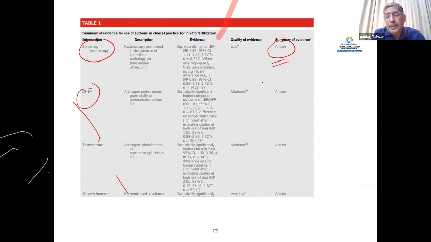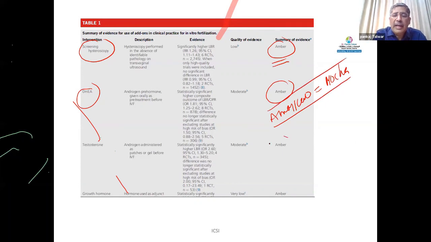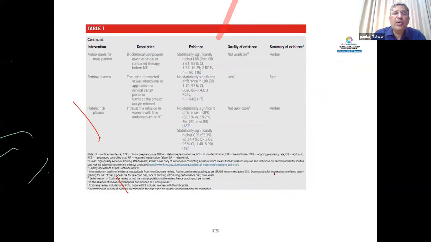DHEA, amber, no concrete evidence, low evidence, when we have a dispute between Americano coffee, which I told you, which is black, versus cappuccino or mocha. Testosterone, amber. Growth hormone, amber. Antioxidant for the male partner, amber. What Cochrane has said, we can use it, but overall evidence which he has found is it is amber.